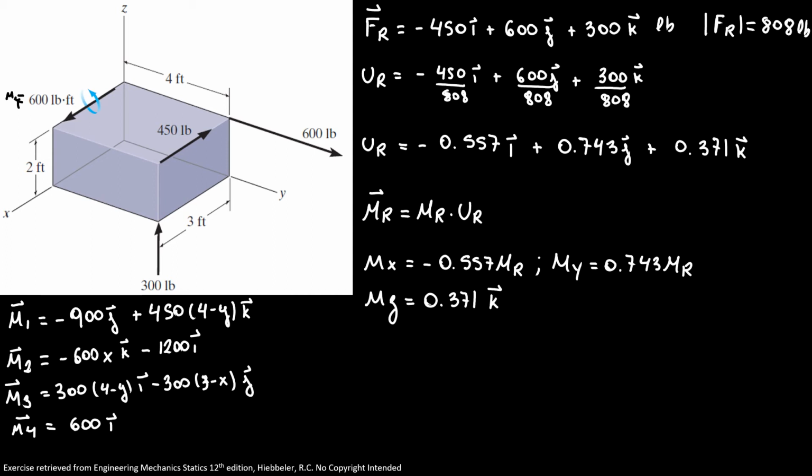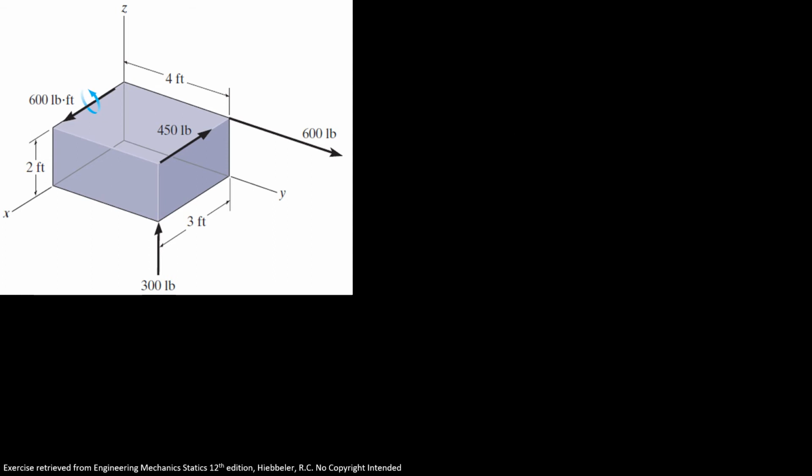find our resultant moment. So here for the x-axis I have minus 1200 plus 600 plus 300 times (4 minus y) equals minus 0.557 times the resultant moment. So here I'm going to call this equation 1.